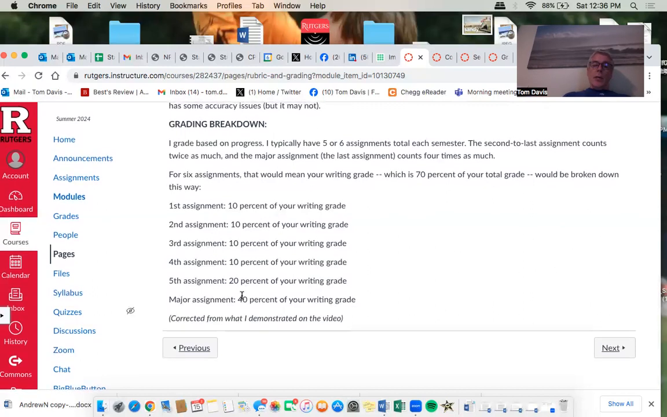And the major assignment, which is due July 5th, would be 40% of your writing grade. That's 4 times as much as one of the first 4 individual ones. So this is how your 70% of your total grade is made up.